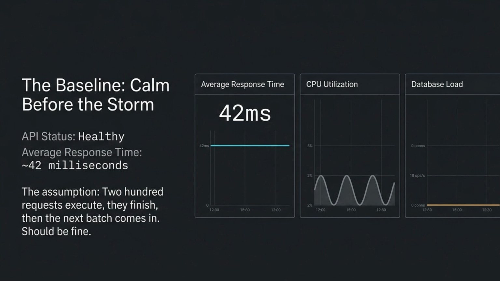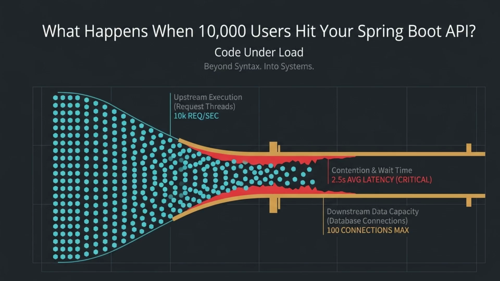Right, for now. Because then a massive marketing campaign hits, or maybe a viral post goes out, and suddenly you send 10,000 concurrent users at this API all at exactly the same second. And we all know what happens next. The system just freezes. The dashboard lights up red with timeouts. And so the mission for today's deep dive is figuring out what actually breaks first in that scenario?